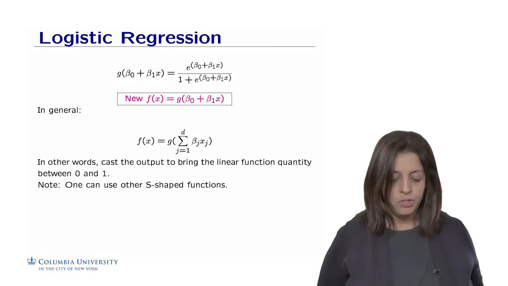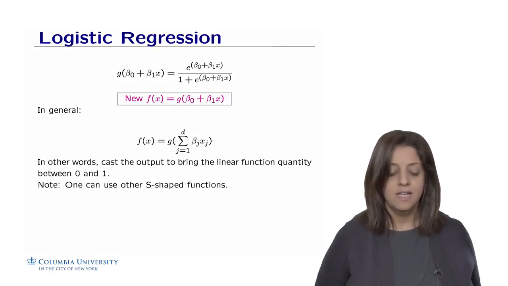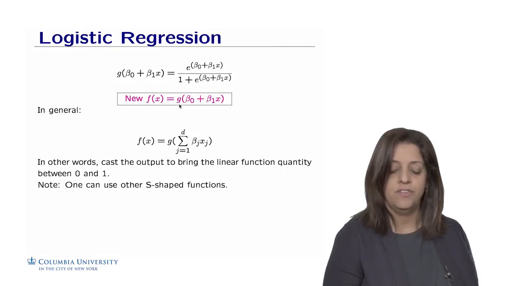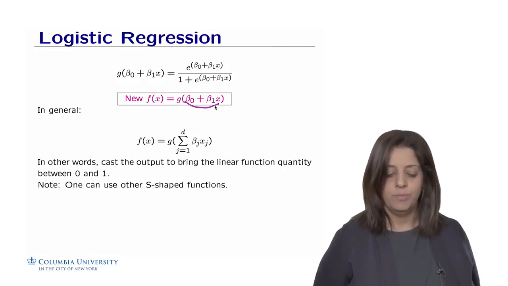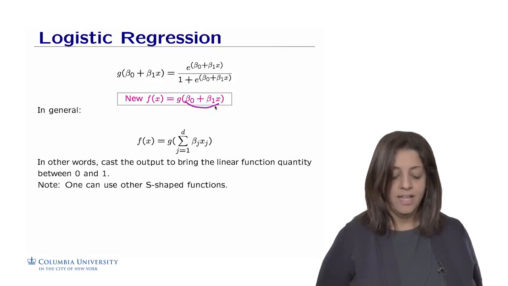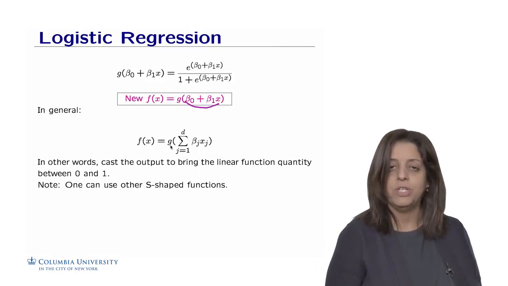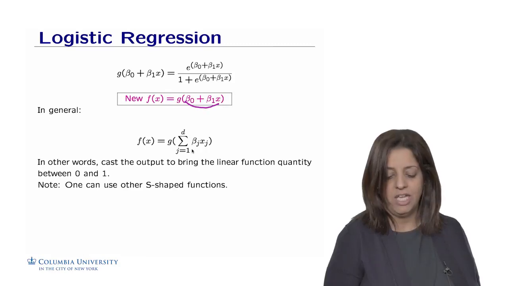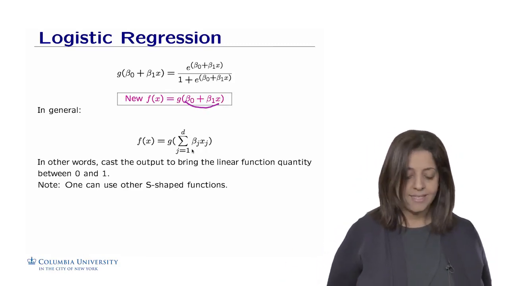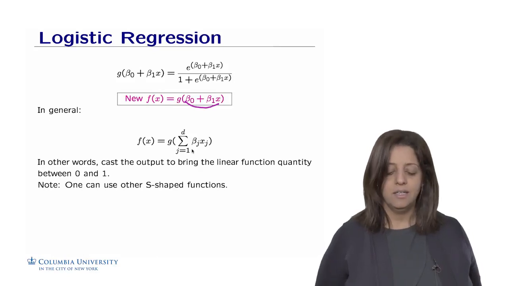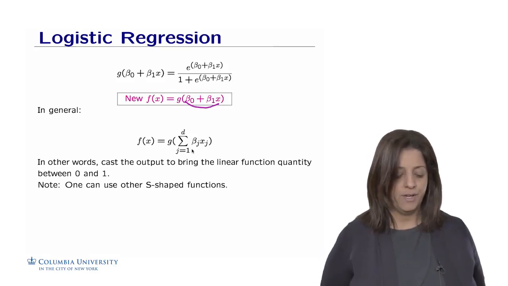So now we have a new f of x. A new f of x is a sigmoid function, the g function, of a linear combination of our features, beta 0 plus beta 1x. In general, f of x is the sigmoid function of the sum of beta j xj if we have d dimensions. In other words, we're going to cast the output to bring the linear function quantity between 0 and 1.